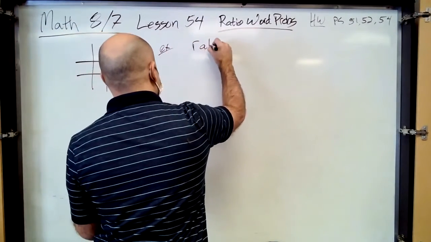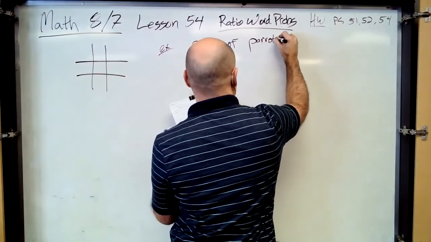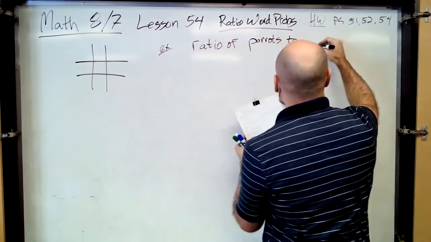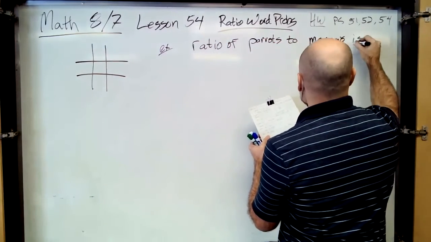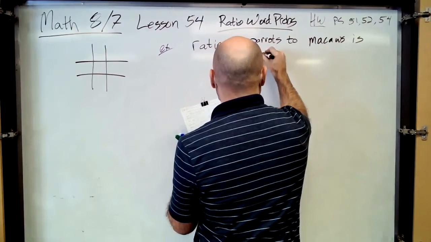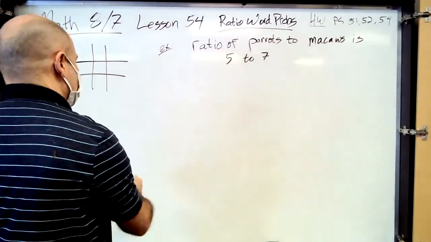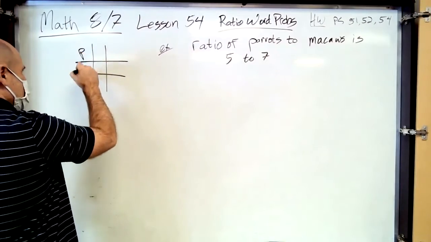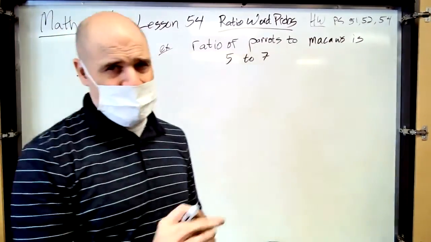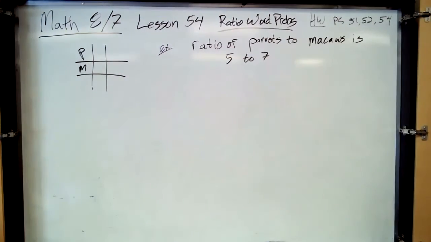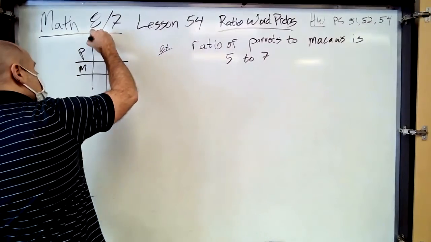The ratio of parrots to macaws, I guess that's another type of weird bird, is 5 to 7. Okay, so this is just a little chart. This tic-tac-toe box is a little chart. So I'm going to put P here for parrots, M here for macaws. And then this bottom row we're going to talk about later, but for now we don't have to worry about it. Okay? So parrots. So the ratio goes in this first column.